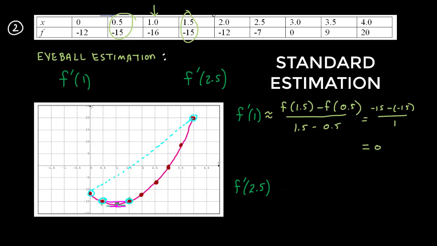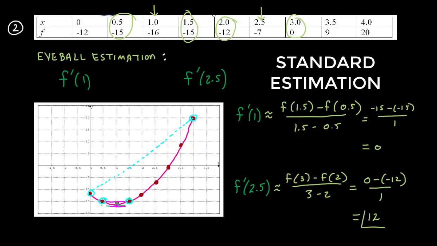This other one, however, is a little harder to do with the eyeball, so we certainly want to try this average on the nearest neighborhood. So here's 2.5, here's to the right, here's to the left, and so we're going to have f at 3 minus f at 2 all over 3 minus 2. So what does that give us? 0 minus a negative 12 all over 1. So it turns out using the standard, average on a nearest neighborhood method, we estimate the slope to be 12. Here we estimated it to be 0.